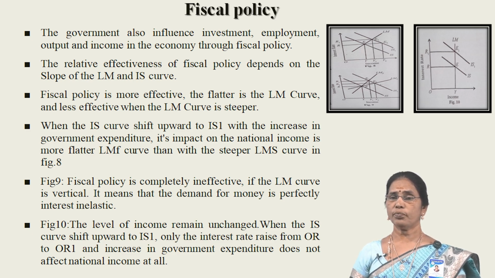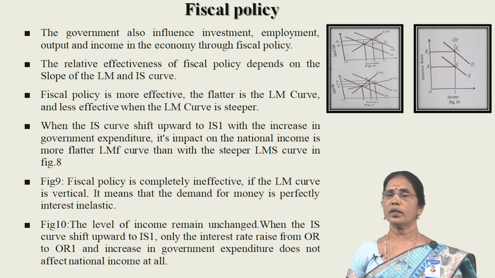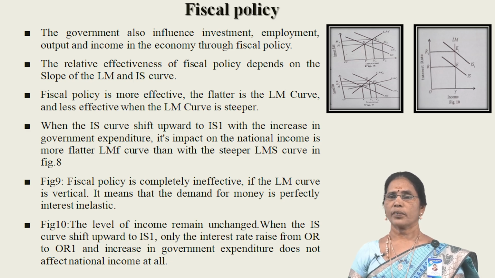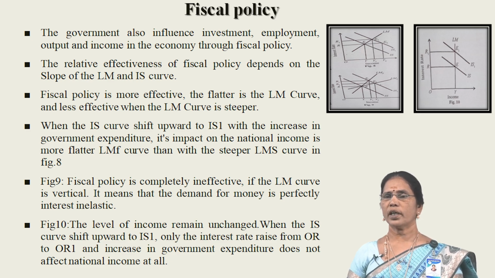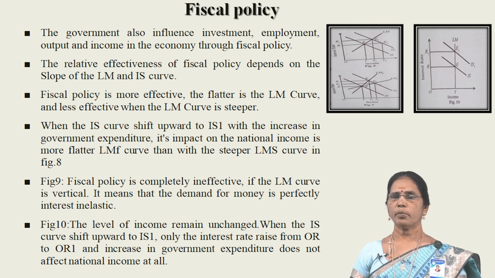When the IS curve shifts upward to IS1 with an increase in government expenditure, the impact on national income is greater with a flatter LM curve than with a steeper LM curve. Fiscal policy is completely ineffective if the LM curve is vertical. It means that the demand for money is perfectly interest inelastic.